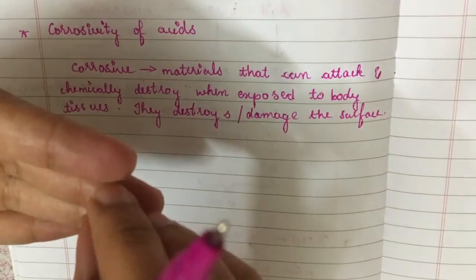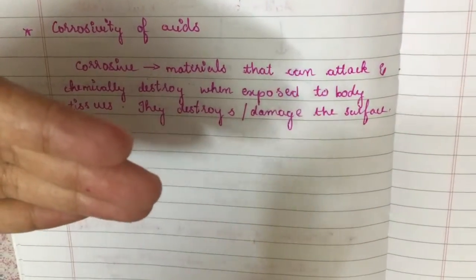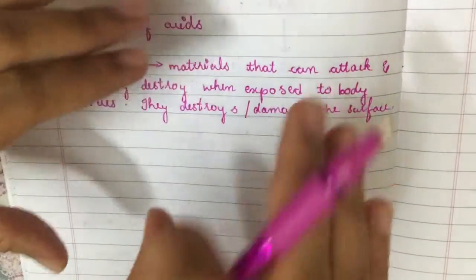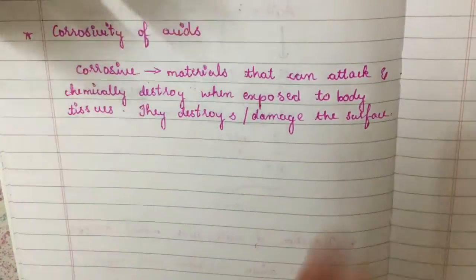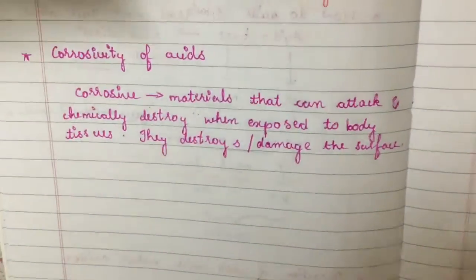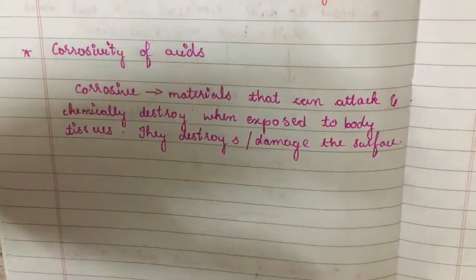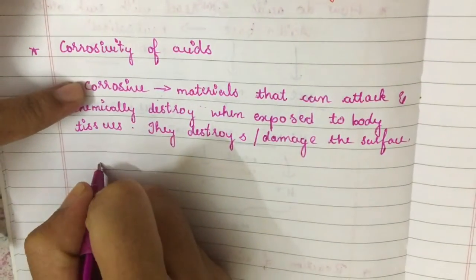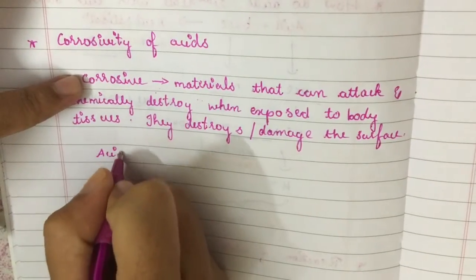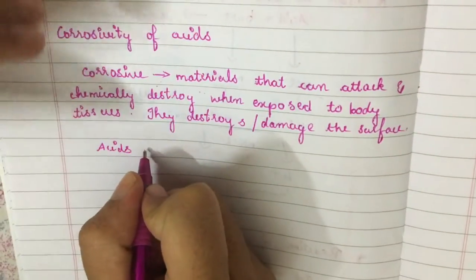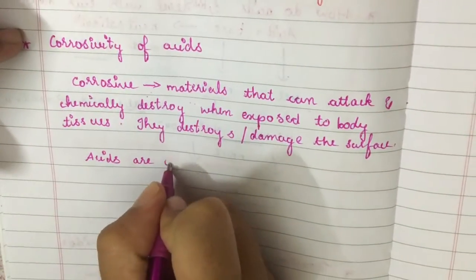That means our tissues will be ruptured. So this is the corrosivity of the acids. Acids are basically corrosive in nature, and not all acids, but most of the acids, or the concentrated acids, are corrosive in nature.